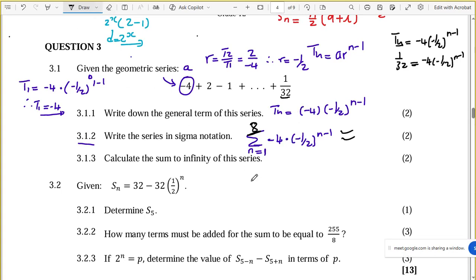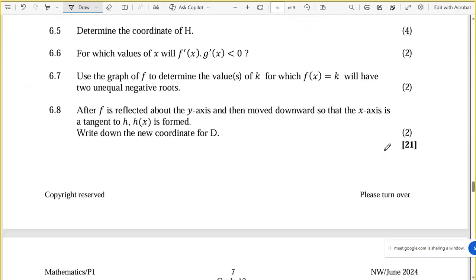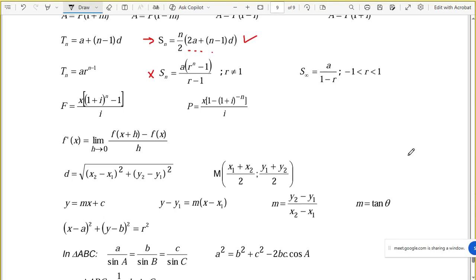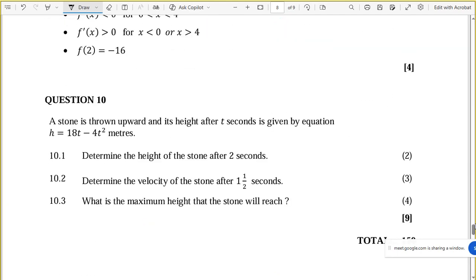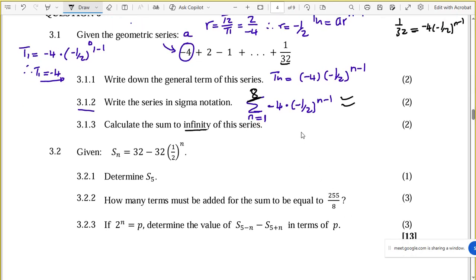Guys, are you still with me? Yes, sir. Find the sum to infinity. So you go to your formula sheet, you get that infinity formula. Let's see. Sum to infinity, where's the formula for sum? So the sum to infinity, that's the formula a over 1 minus r. So I'll definitely go back and substitute everything from that formula. So to answer this 3.1.3, the sum to infinity is a over 1 minus r.